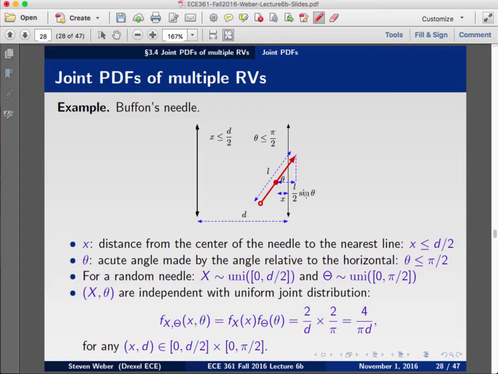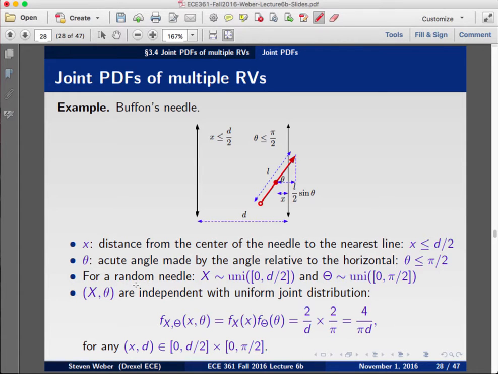So we're going to keep that in mind because we're going to compare x, the distance from the center point of the needle to the nearest floor line, with L over 2 sine theta, the distance from the center of the needle along the x-axis to the end point of the needle. All right, so it should be clear then that x, the distance from the center of the needle to the nearest line, is less than or equal to d over 2. Theta, the acute angle made by the needle relative to the horizontal, is going to be in the interval 0 to pi over 2, 90 degrees.